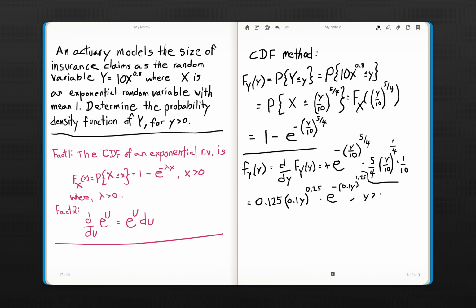That is the PDF, the probability density function of our transformed random variable Y, where Y is equal to 10X to the 0.8 power, and X is distributed as an exponential random variable with mean 1.